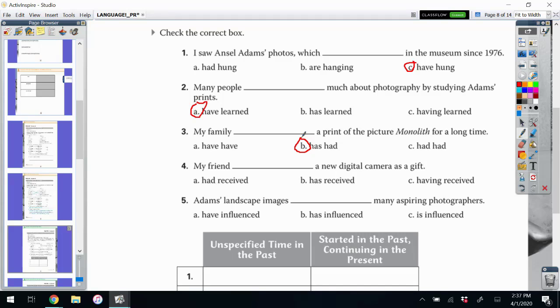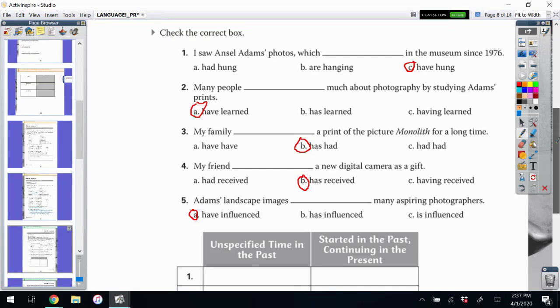Number 4, my friend blank a new digital camera as a gift. Has received. Good job. And number 5, Adams's landscape images blank many aspiring photographers. If you said have influenced, you would be correct.